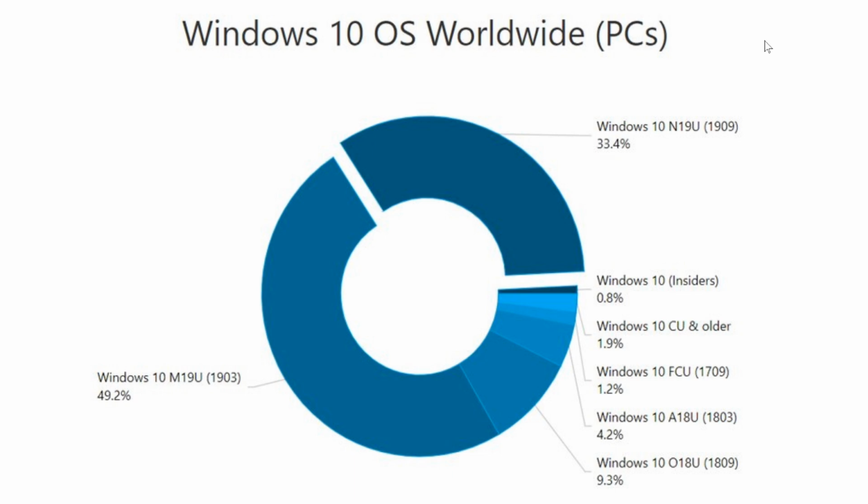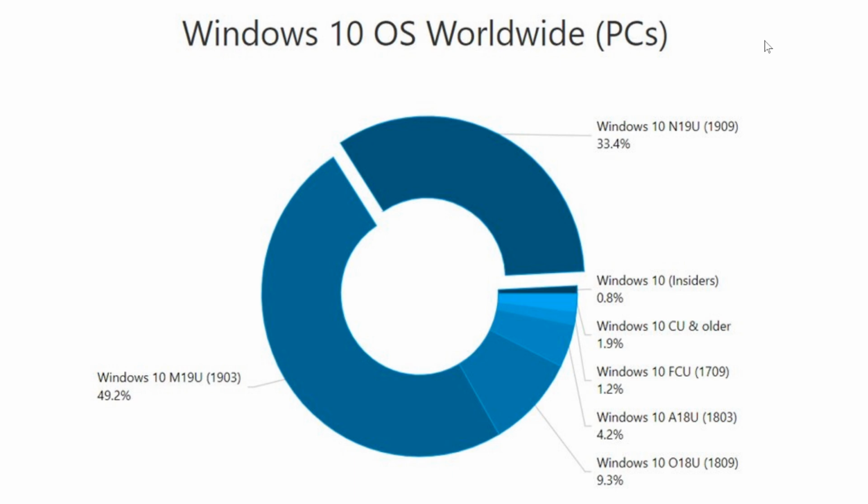The October 2018 update that has been extended to November of this year is 9.3%. So, that's kind of interesting. On the insider side, 0.8% of Windows 10 users are insiders. And so the older versions, of course, 1709 and so on, are in a few percent. So this is good news, I think, for Microsoft.